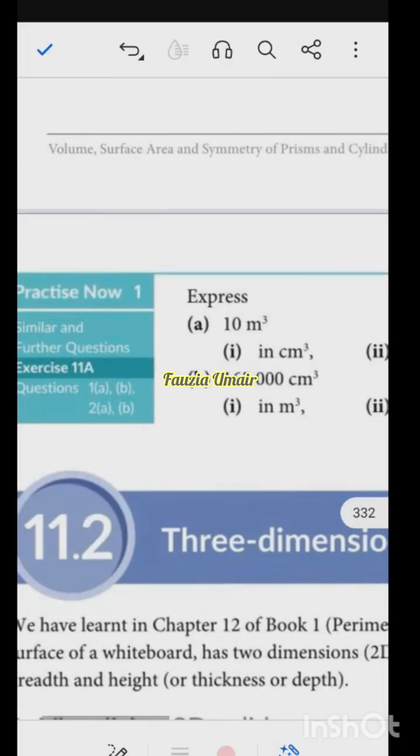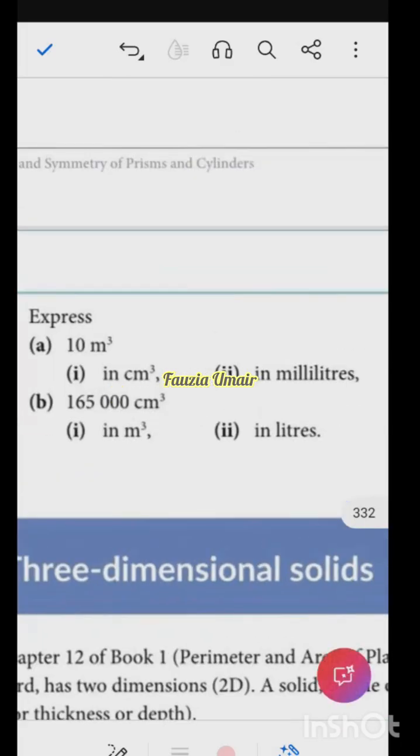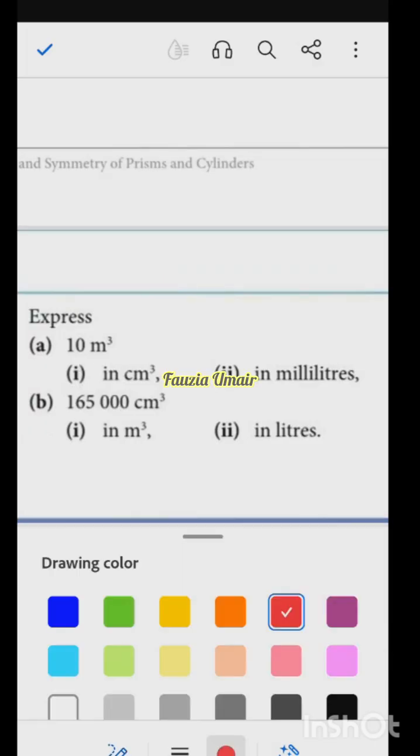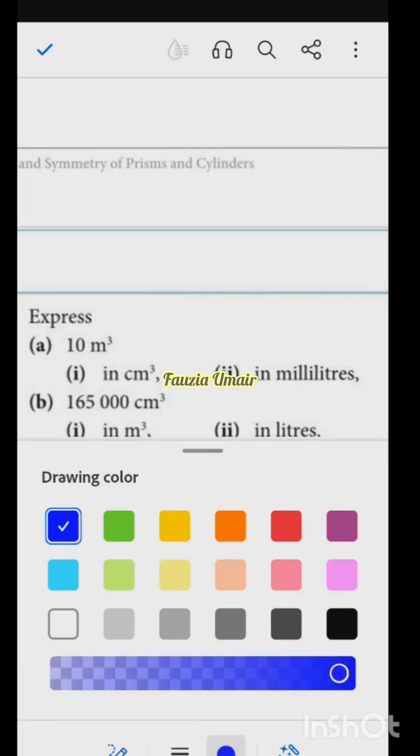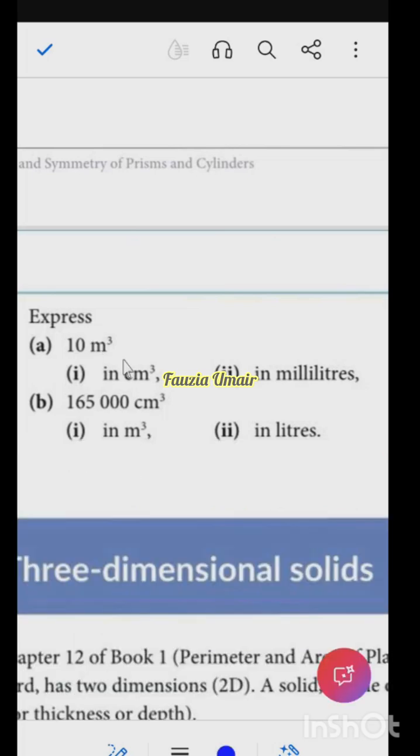Achha, now you need to tell me this quickly. I will wait for your answer. Okay? So we need to express 10 meter cube in centimeter cube. What would be the answer? Meter to centimeter, going to a smaller unit. So 10 multiplied by million, how much will it be? Ma'am, 10 millions. 10 millions, right? Yes. Because you multiplied with million. And if you write it in number form, how many zeros will come with 1?